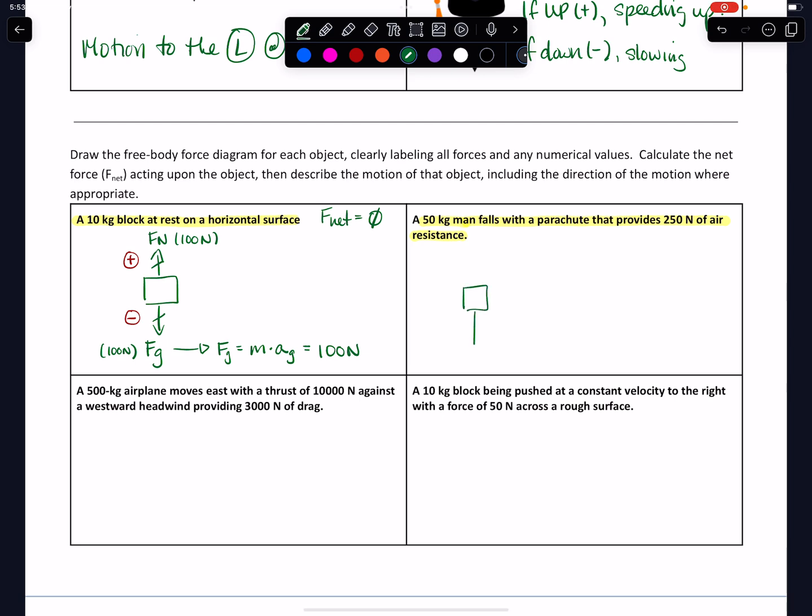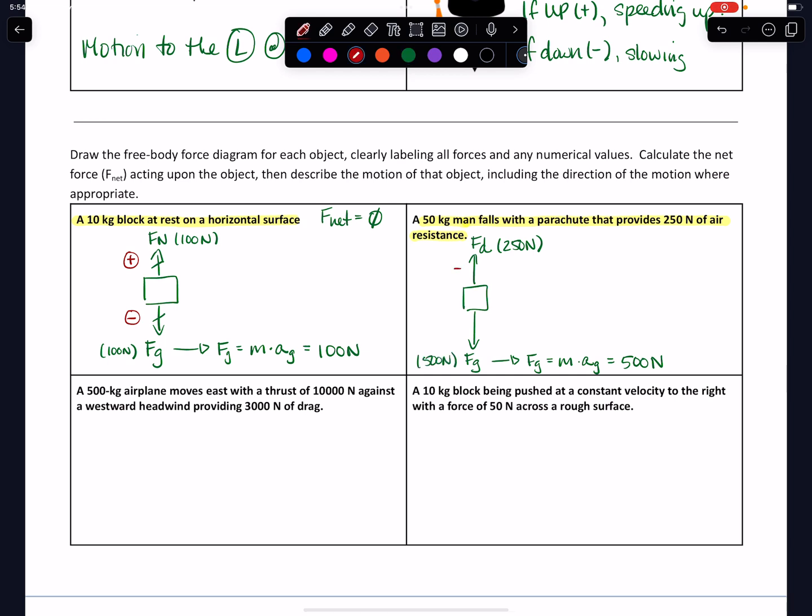Let's draw our guy in his parachute. We've got a force pointed down that is Fg, and then we are told there's some sort of drag. The drag is 250 newtons worth of force. So we need to figure out what is the value of Fg. Again, we know that Fg is equal to mass times acceleration due to gravity. So we've got a 50-kilogram man, 10 meters per second squared. So we're going to get a gravitational force of 500 newtons.